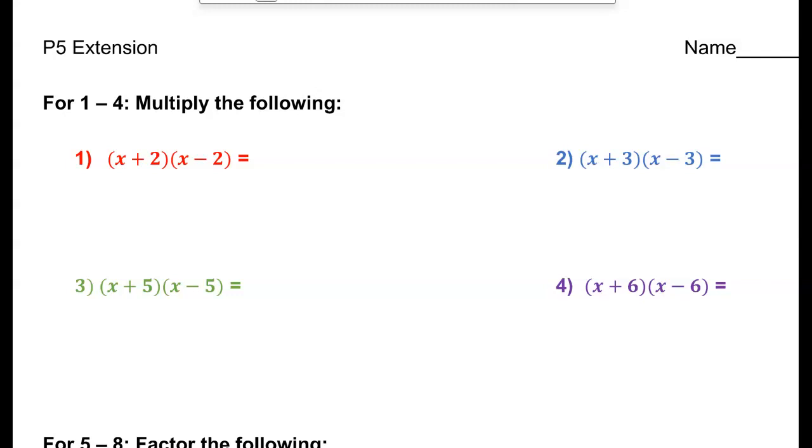Conjugate binomials are two binomials that have the exact same values in the terms, but the only difference between the two of them is a plus or a minus.